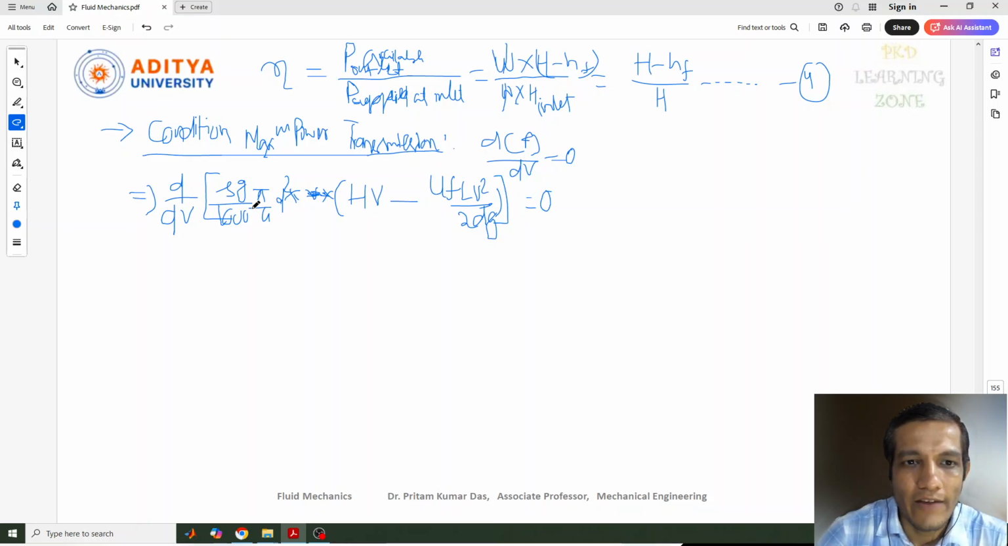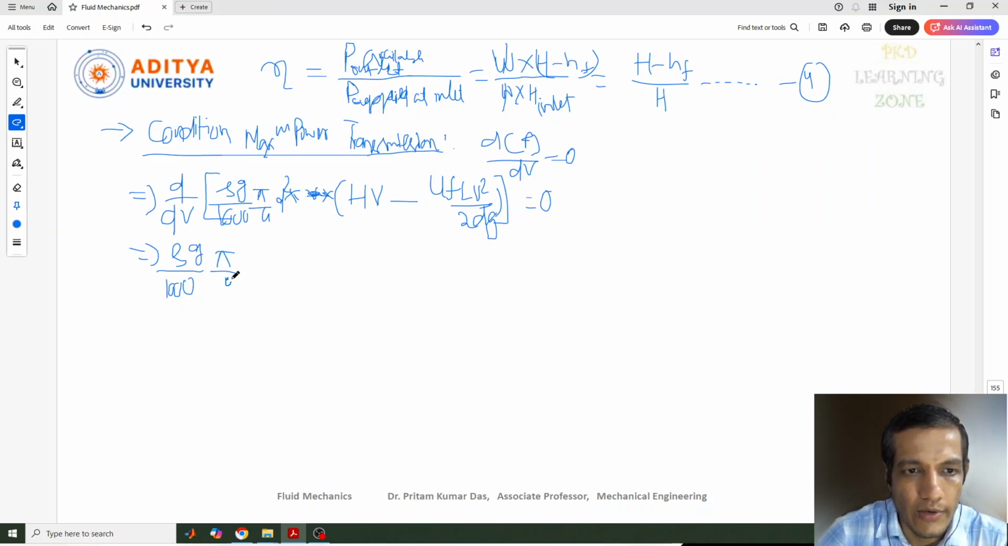Now we just need to differentiate this power term with respect to V, dV. If you differentiate this one, you can see rho g by 1000, this constant term, let's take it outside. So rho g by 1000, and pi by 4 d square can also be taken out.